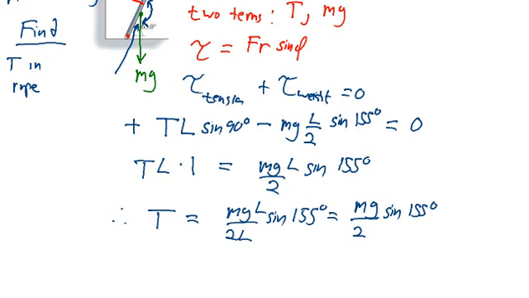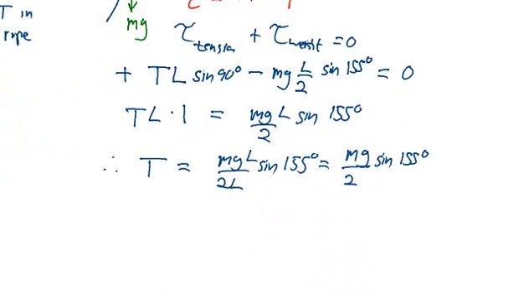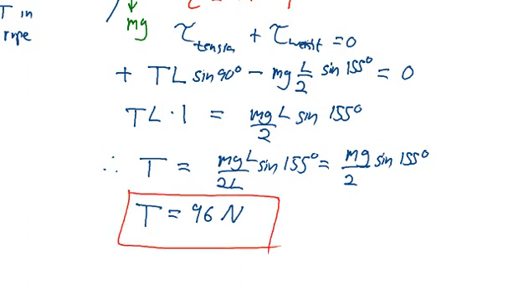So if we plug that into our calculator, go back and find the numbers that we need. The mass is 16.8 times 9.8 divided by 2 times the sine of 155 degrees, and that equals 96. T equals 96 newtons. The tension is a force, and it should be measured in newtons.